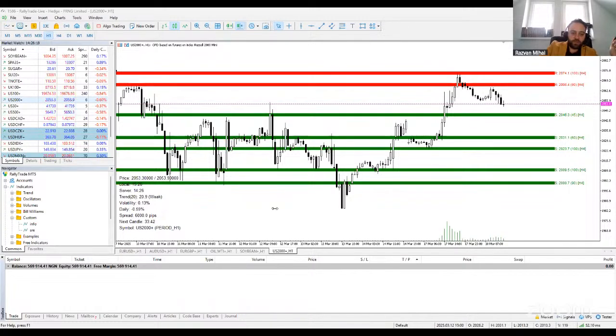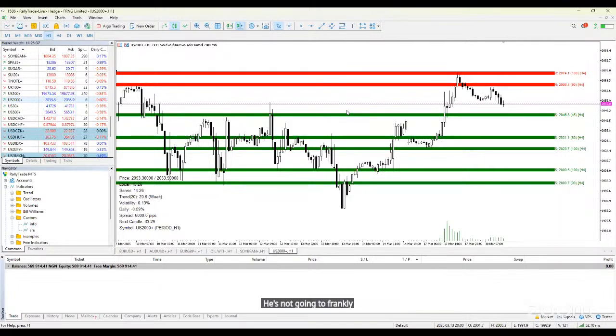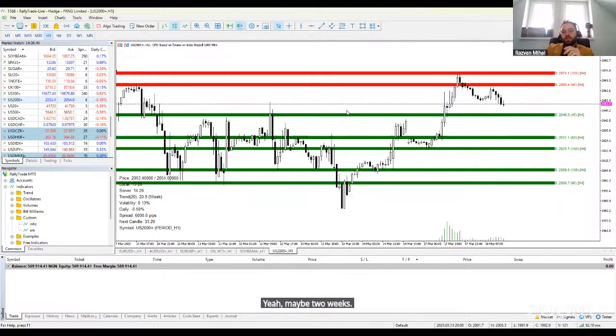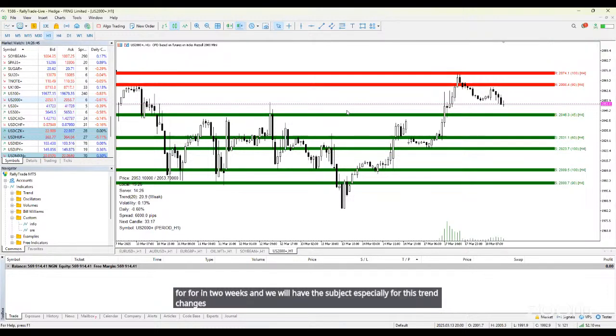There are other questions here related to the change in the trend. So, Shogun, I believe we should actually make another session. Let's schedule it for maybe in 2 weeks, and we will have the subject especially for these trend changes. Yes, I think it would be ideal.